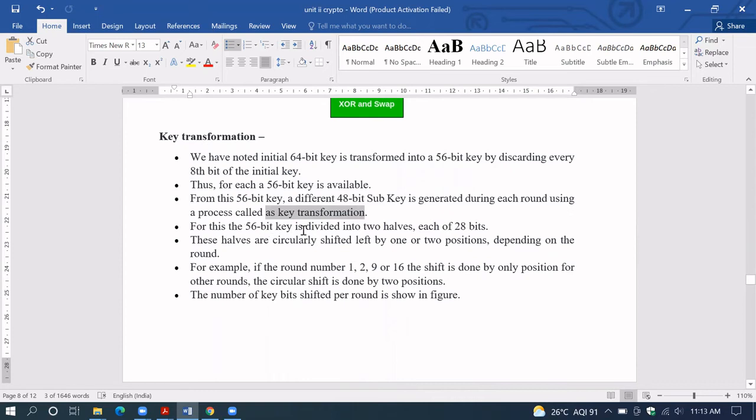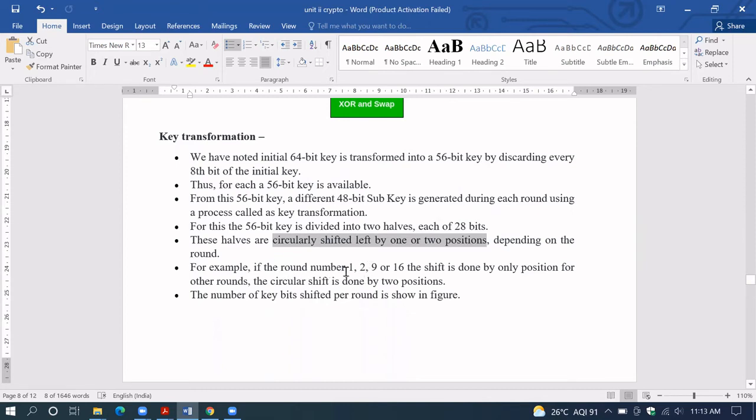For this, the 56-bit key is divided into two halves, so each will be of 28 bits. And these will be circularly shifted left by one position or two positions depending on the rounds. So in the first round, one part is 28, another part is 28, and it will be shifting left by one or two positions.